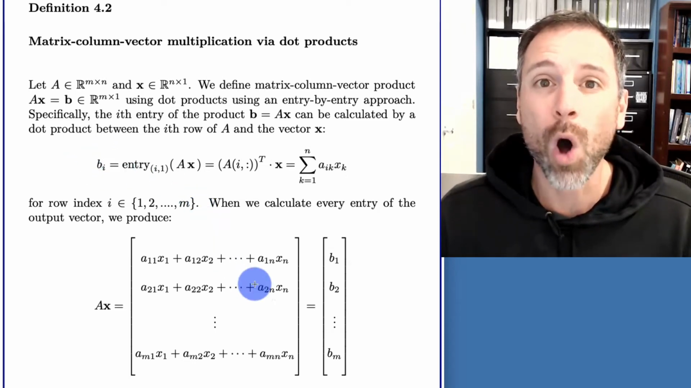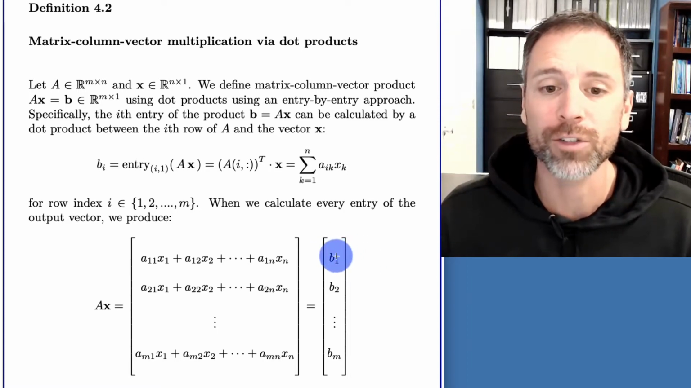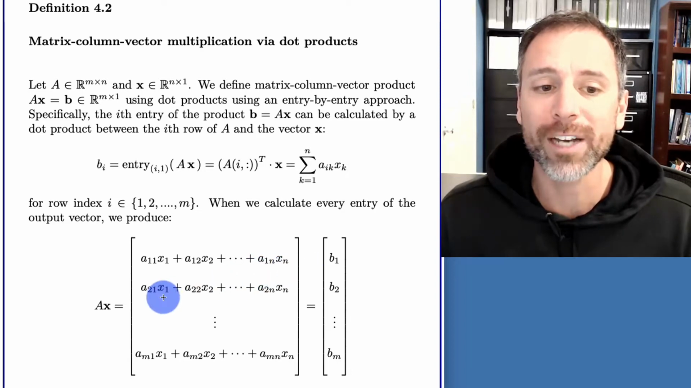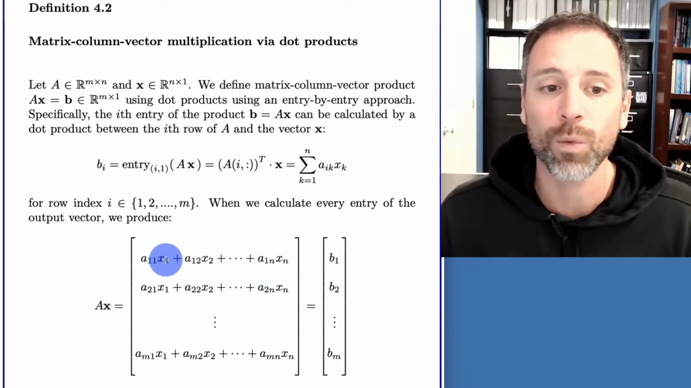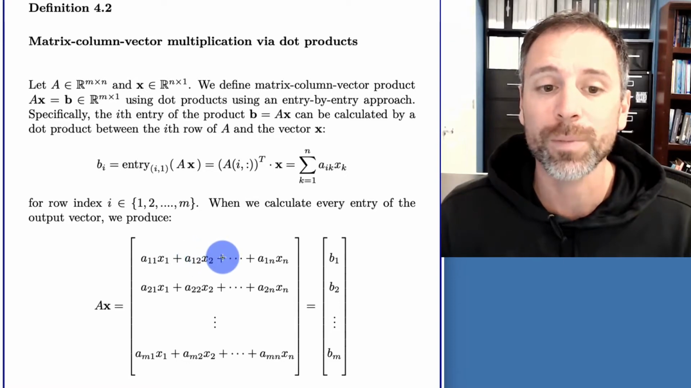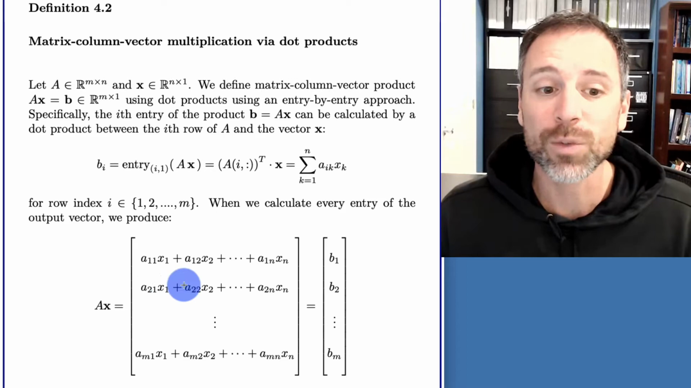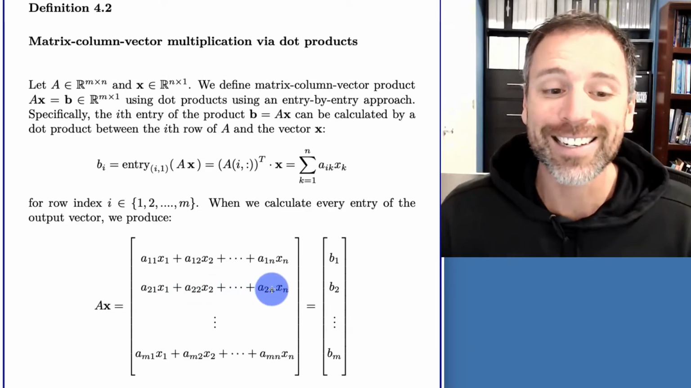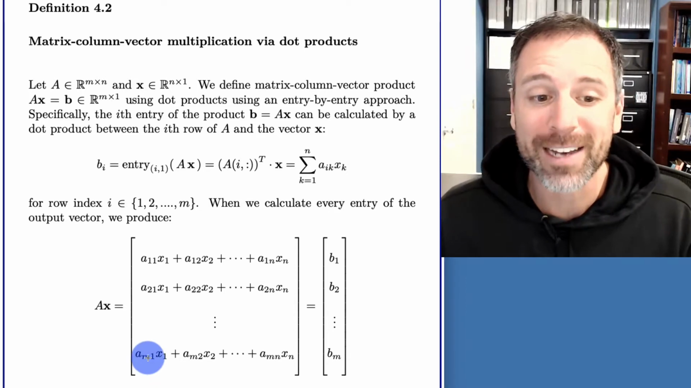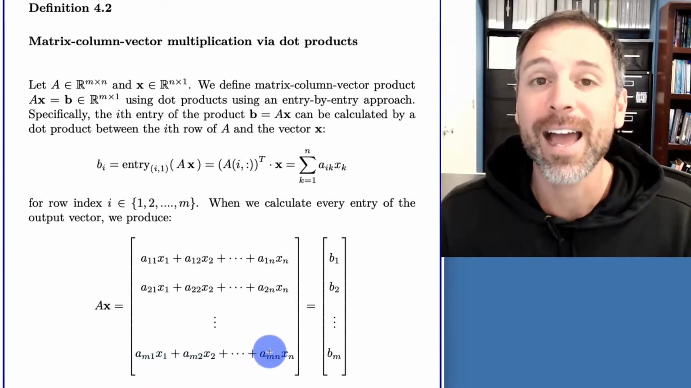And if we do all of those, we're going to get a vector b, which is composed of individual entries b1, b2, all the way down to bm, where each individual entry is written as the following dot product. So the first entry is a11 x1 plus a12 x2 plus and so on up to a1n xn. The second entry is a21 x1 plus a22 x2 plus and so on up to a2n xn. And then we go down to the bottom and it's am1 x1 plus am2 x2 plus and so on up to amn xn.